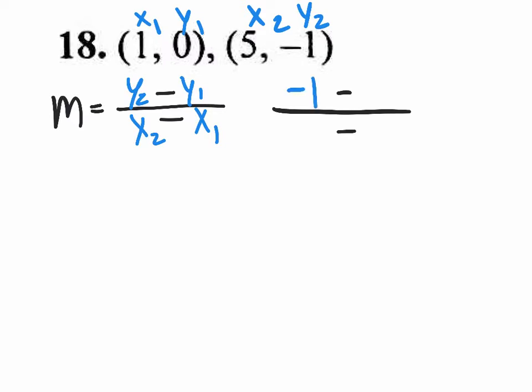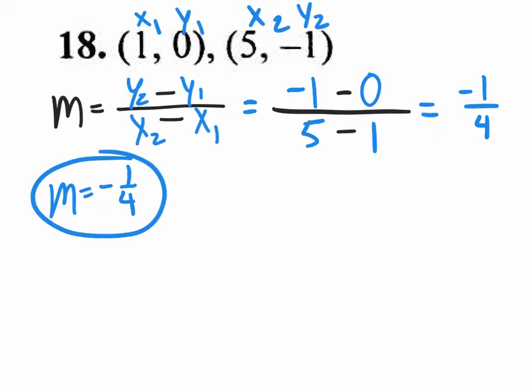y2 is negative 1. y1 is 0. x2 is 5. x1 is 1. So when I do this math, negative 1 minus 0, that's still negative 1. And 5 minus 1, that is 4. So our slope is negative 1/4. Are you with me? Now at this point, you could use the slope that you just found and one of these points to plug it all into what? Point slope form. Or you could take the x, the y, and the m and plug it all into y equals mx plus b to find that missing b value that you need in order to write y equals mx plus b. It's totally up to you.